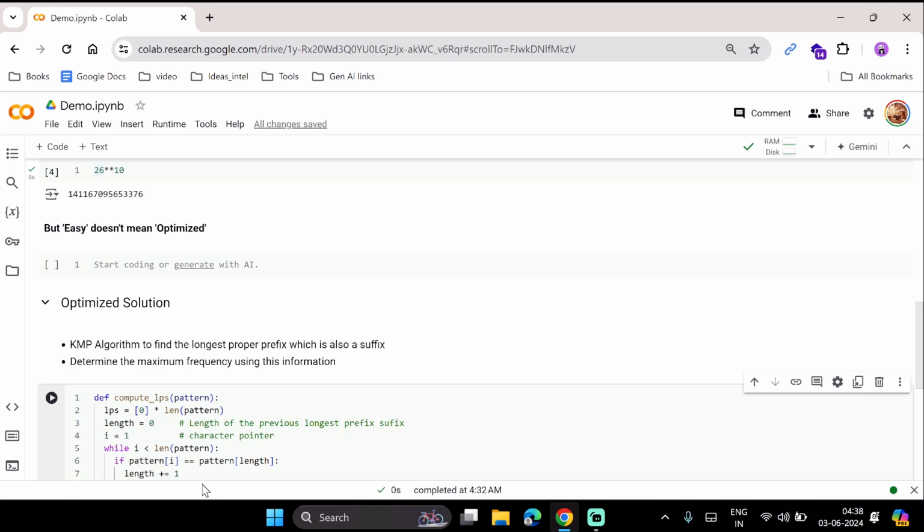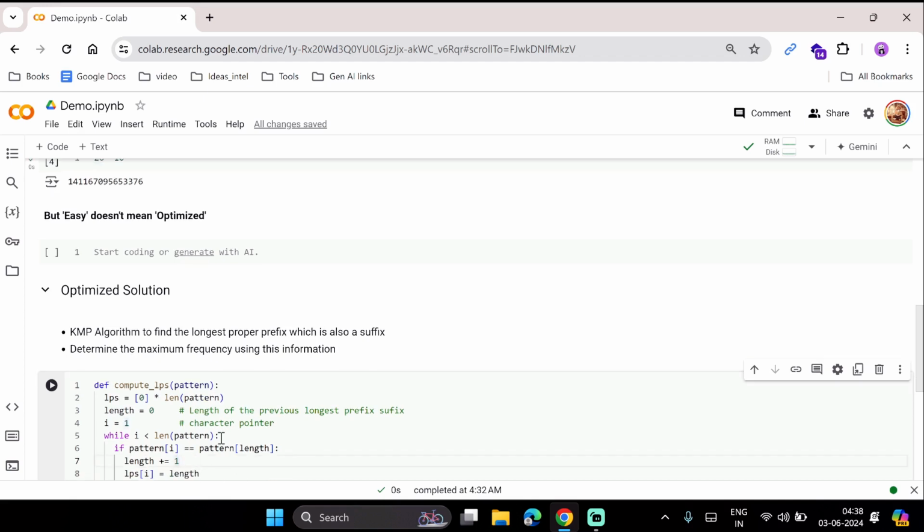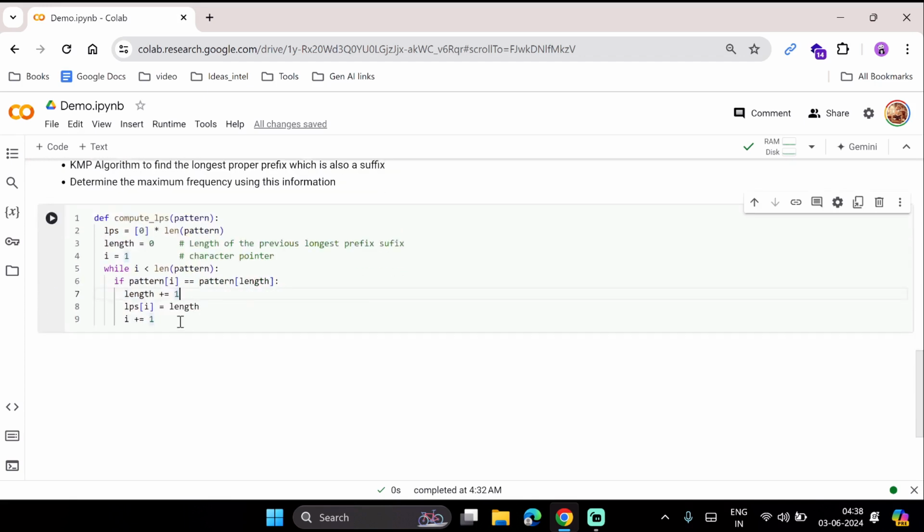Because LPS, as I said, is the array, the ith position of the array should contain the length of the matching pattern at that ith position. So if pattern[i] equals pattern[length], let's increment length: length plus equals 1. LPS[i] equals length, and we also move i one step ahead.